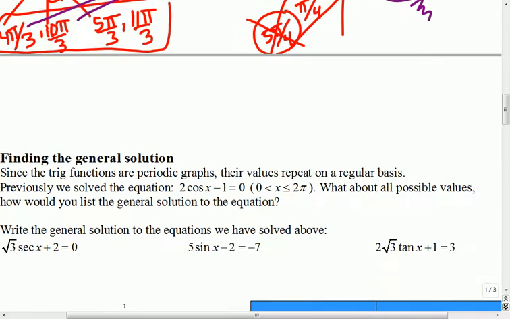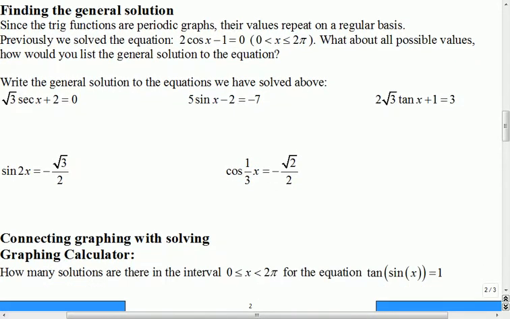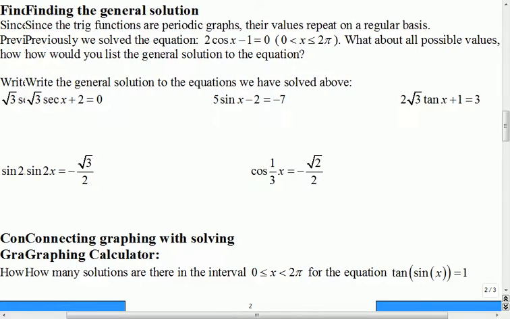Okay, so the last thing we have to talk about is not really solving any particular equation, but it's the general solution. We talked about this for finding asymptotes. We should also talk about it for finding trig solutions.